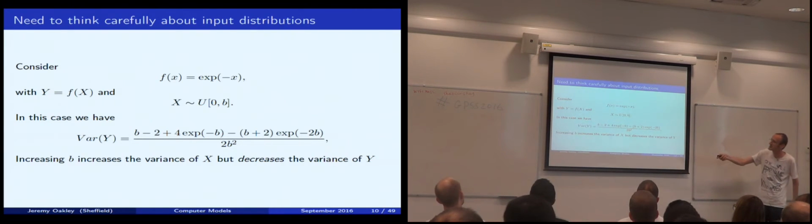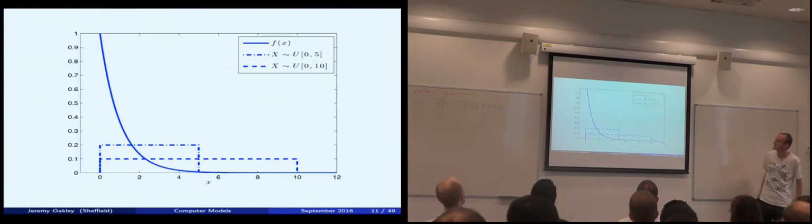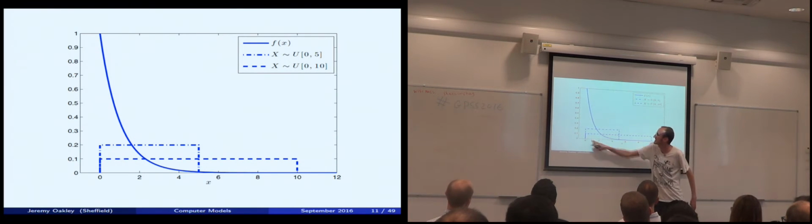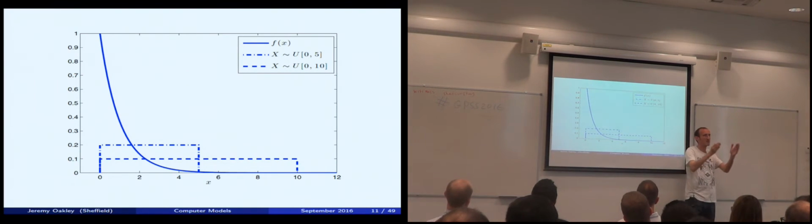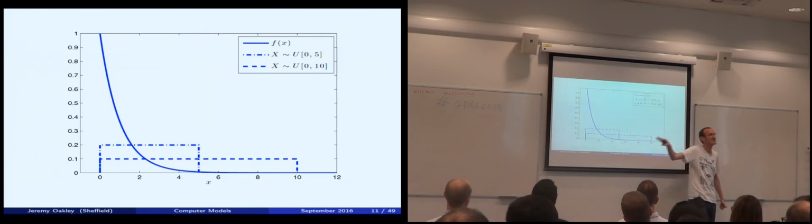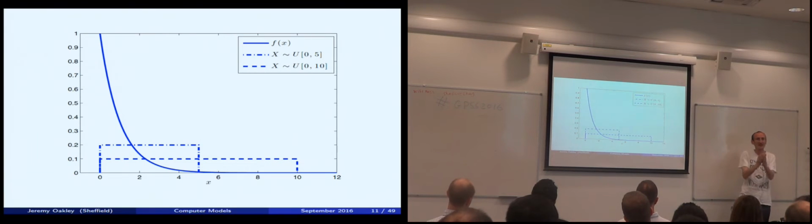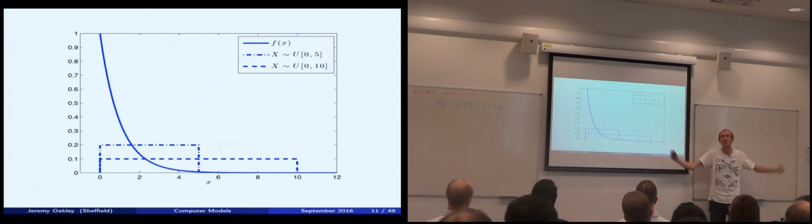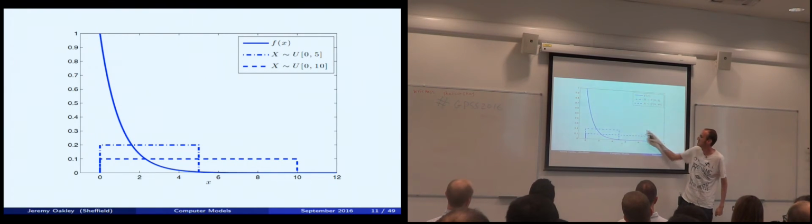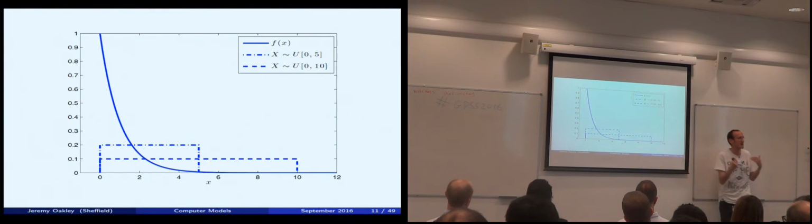Increasing your variance of x, increasing b increases the variance of x, but it will decrease the variance of y. So to see what's going on, that's my function. The interesting stuff is all happening down here. And as I become more and more uncertain about my inputs, I put less and less mass on that interesting part of the input space. So if I think I'm being conservative by giving a nice wide range on the inputs, I'm not being conservative about my output uncertainty, because I'm actually putting more and more probability over to the stuff where nothing's going on. So you have to think about these things carefully.